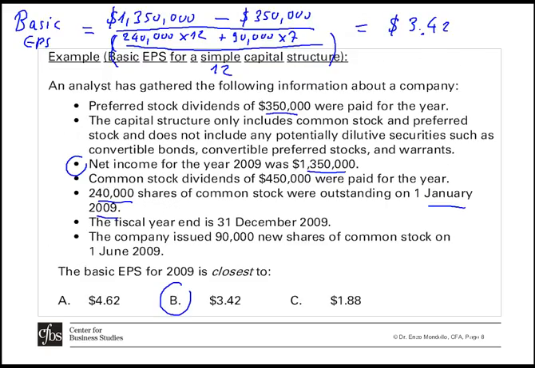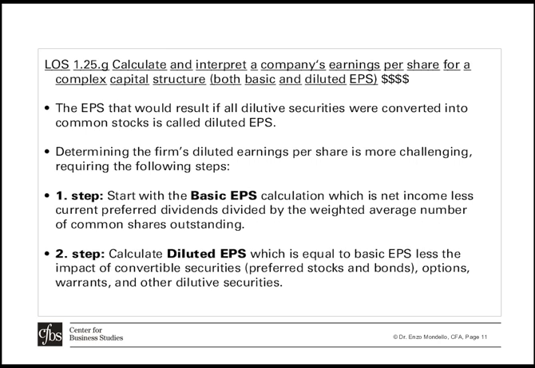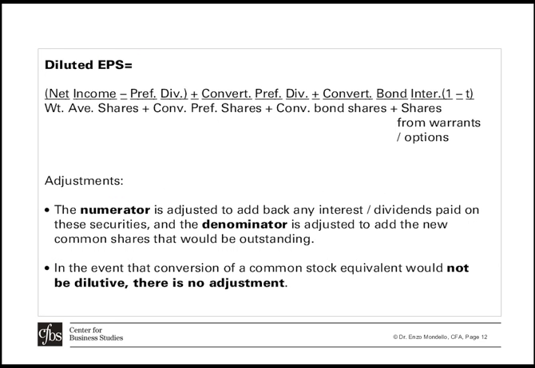Well, the LOS includes an active command word which says calculate. So you have to know how to calculate, in other words, diluted EPS. The first step will be, as we have seen before, if the firm has a complex capital structure, the firm must first calculate and disclose basic EPS, and the second step will be that the firm must calculate diluted EPS. That means incorporating in the EPS equation the potentially dilutive securities.